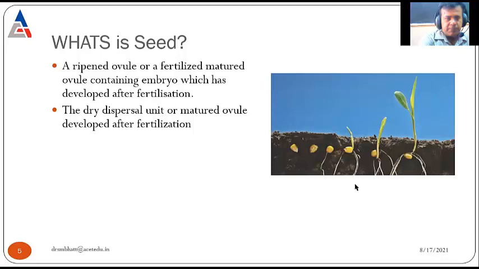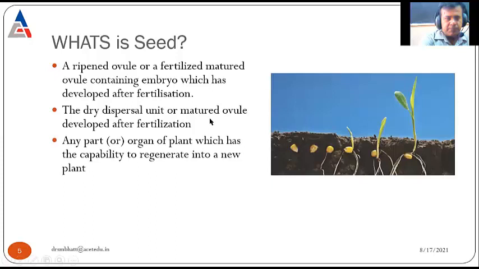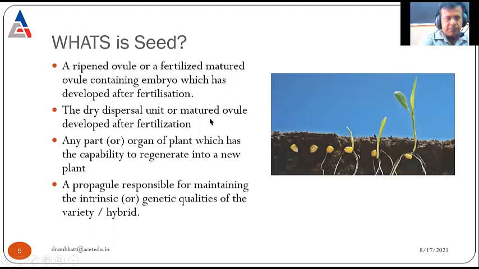So what is seed? Seed is a fertilized mature ovule, right. Any part or organ of a plant which has the capacity to form a new plant is also called a seed. Or you can say any propagule that is responsible for maintaining the genetic quality of the plant is also called a seed. So seed is not limited to fertilized ovule.